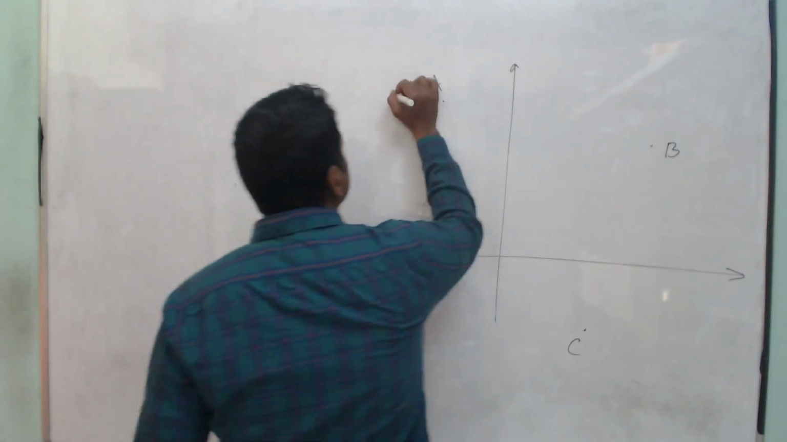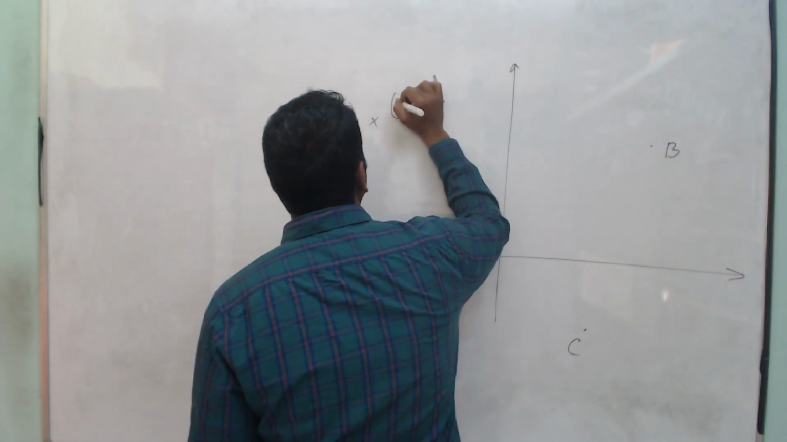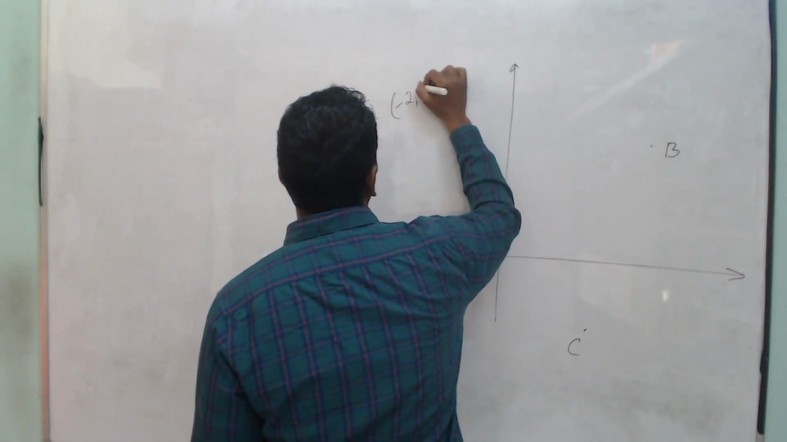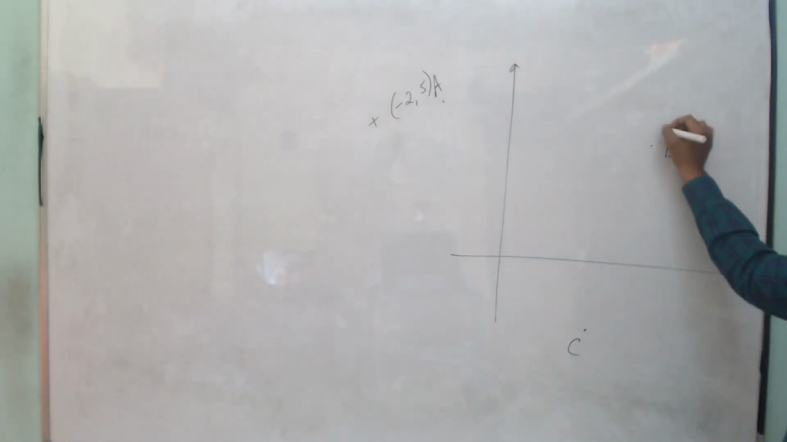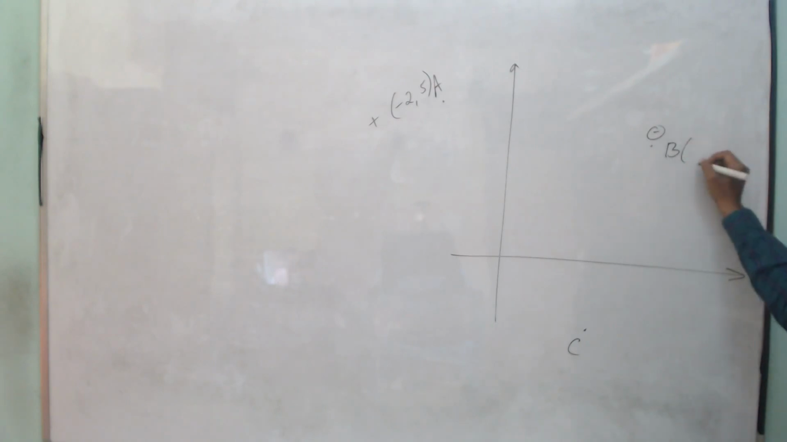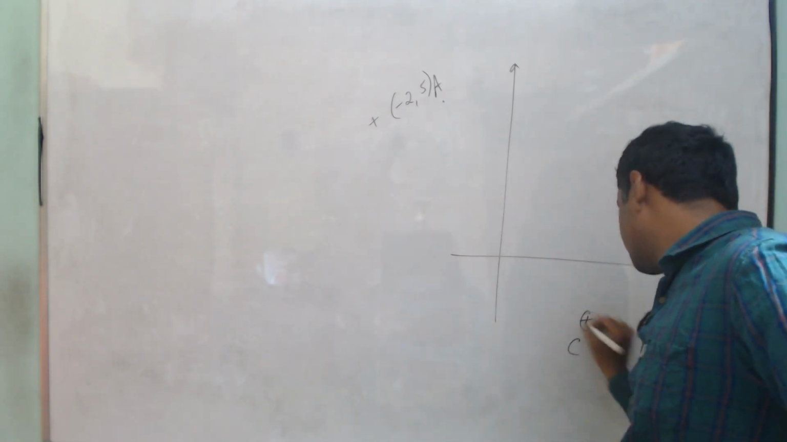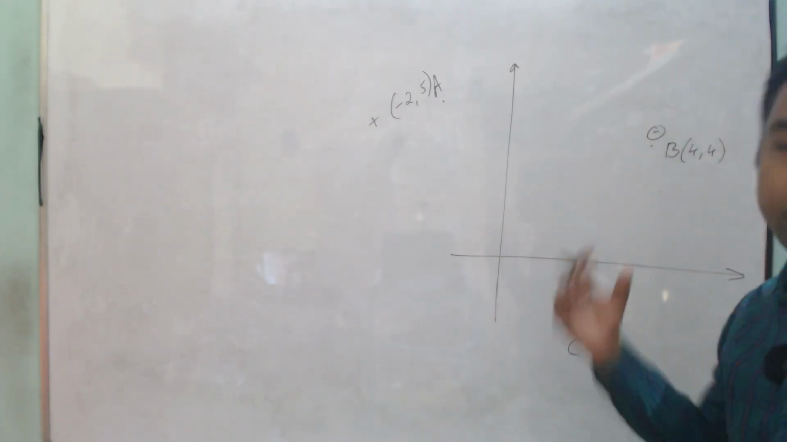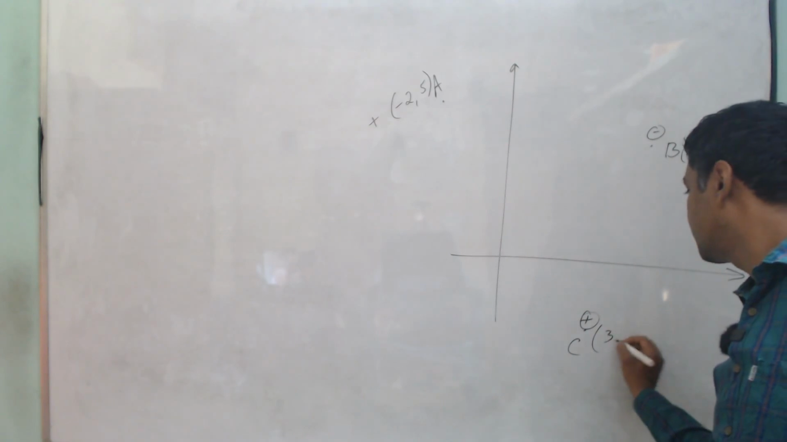So positive charge at point A, and the coordinates of this point A is -2, 5. Negative charge at point B, and coordinates of this is 4 comma 4. Positive charge is placed at point C, and the coordinate is 3 comma -3. Find the unit vector also, it will be a good exercise.